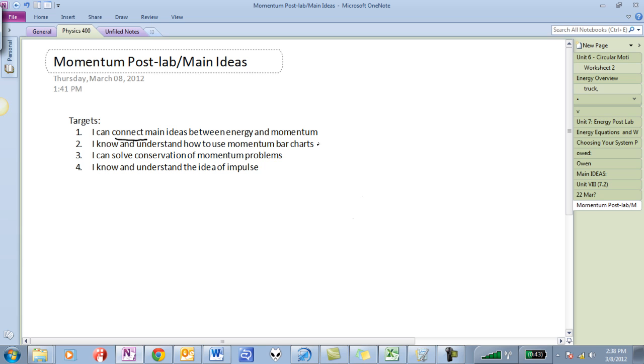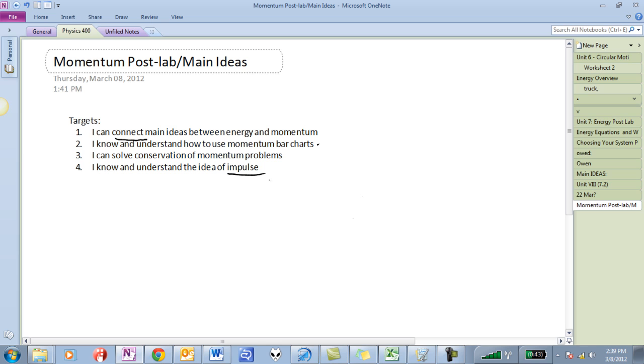Second thing today is talking about momentum bar charts. Momentum bar charts are very similar to LOL diagrams. We'll talk about the similarities and differences and how we are going to use those. Number three, I can solve conservation of momentum problems. We're going to try a problem together. And of course, number four, you'll see this word impulse. We'll talk about how impulse is very similar to work.